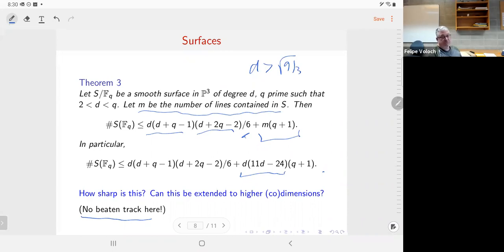I have very little idea of how this would go. I have some dreams, but not any concrete ideas. I'll tell you about my dreams in a moment. But let me tell you a little bit about the proof of this theorem.